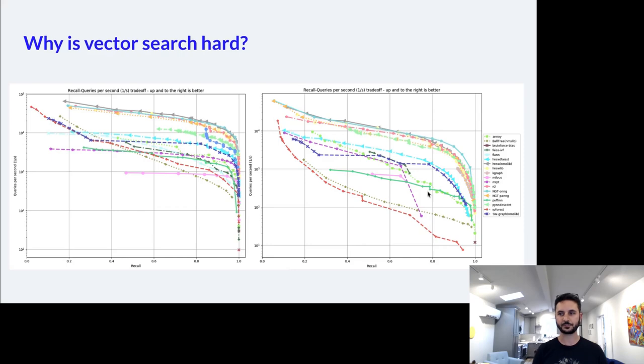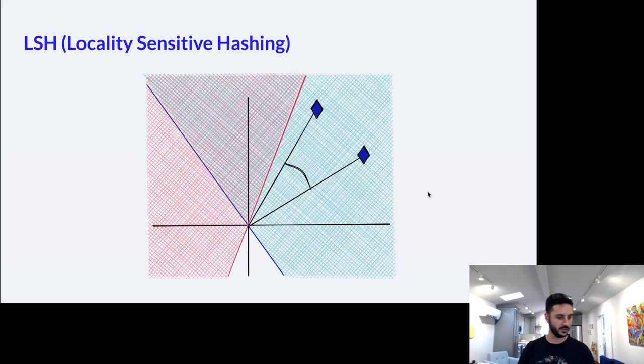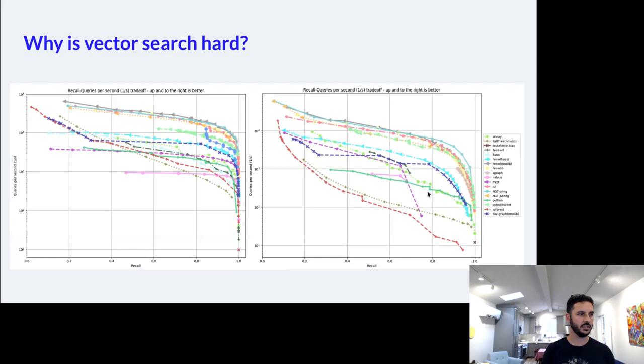So for the next 20-ish minutes, maybe 25 minutes, I want to spend on the core ideas behind these algorithms and some of the thinking behind them. I'm happy to take questions.